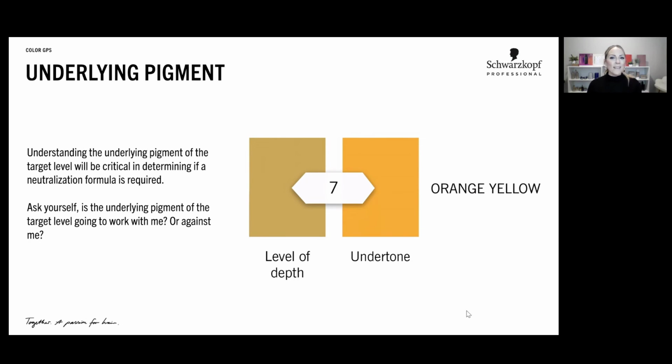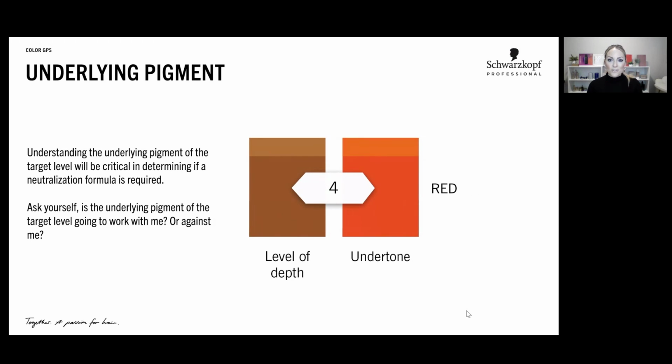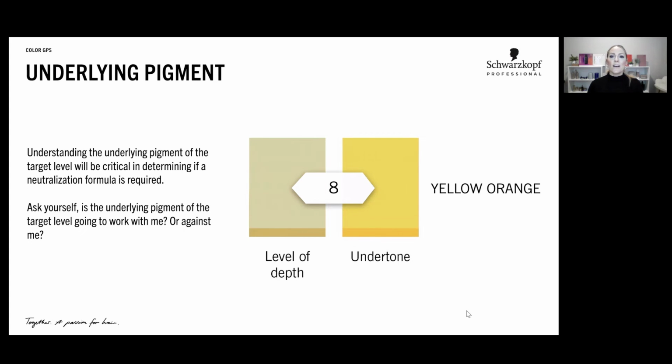And the only way we can make those choices is by already predicting what is the underlying pigment at the target level that we're going to. So now we can decide, do we want to work with it or do we need to work against it? So at every level, you can see as we go lighter, we move through red into red-orange, right? Into our orange yellow as we start getting a little bit lighter. And then finally, in the lightest levels, we deal with just that yellow. So working with our color wheel, we can actually neutralize every single underlying pigment.